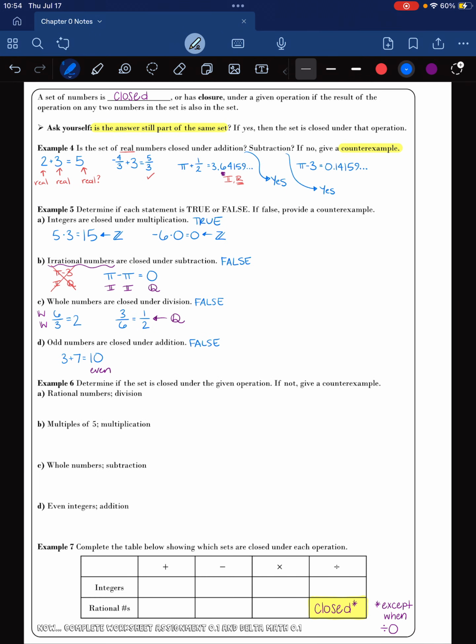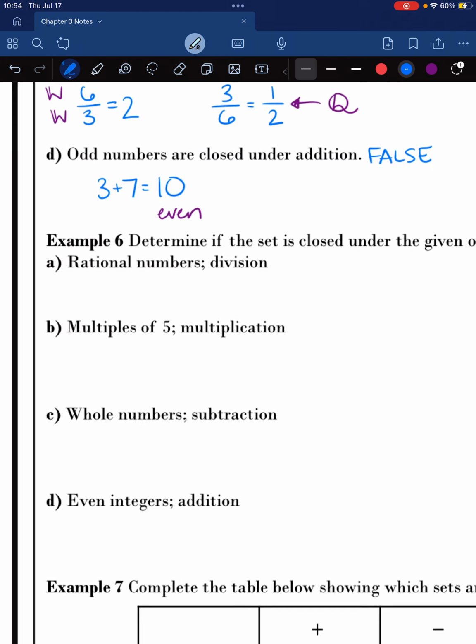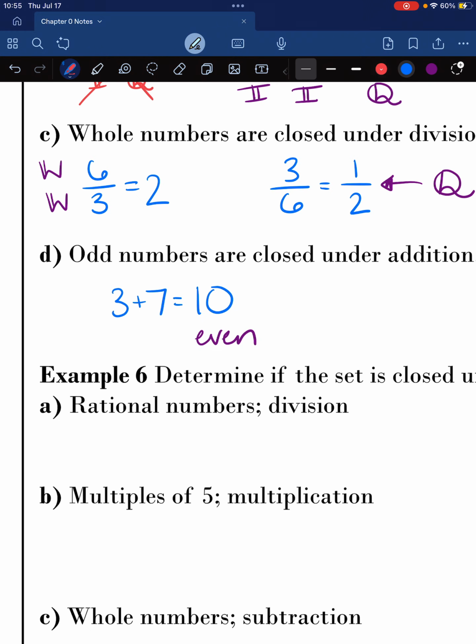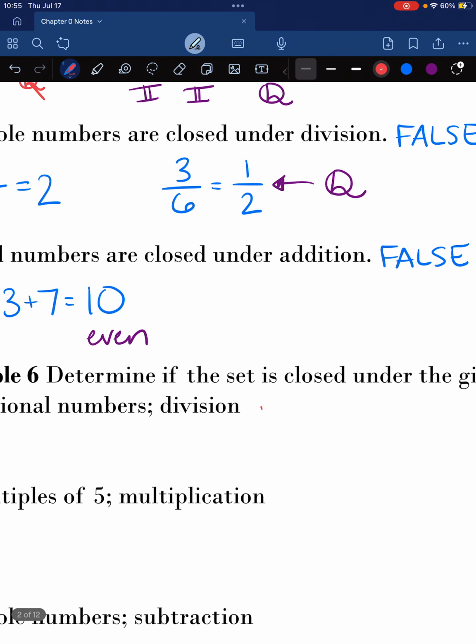Alrighty, determine if the set is closed. So pretty much same as example 5, but now it's not true, false. We're saying, does a set have closure or not? And if not, we have to give a counterexample. So maybe try these on your own, or you're welcome to follow along with me. So rational numbers being closed under division. This actually is something we are going to talk about later. So I'm going to skip this guy for now. I probably shouldn't have included this as an example.